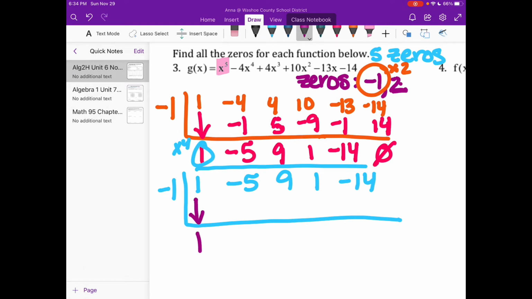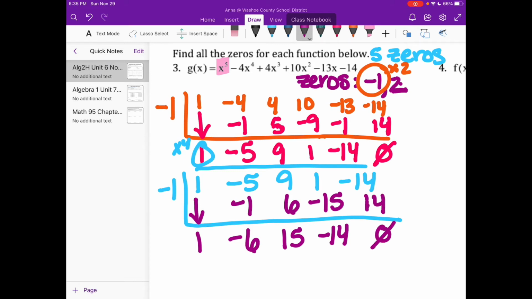Bring down the 1. 1 times -1 is -1. -5 plus -1 is -6. -6 times -1 is +6. 9 and 6 is 15. 15 times -1 is -15. 1 minus 15 is 14. -14 times -1 is +14. And again, I get no remainder. Perfect.